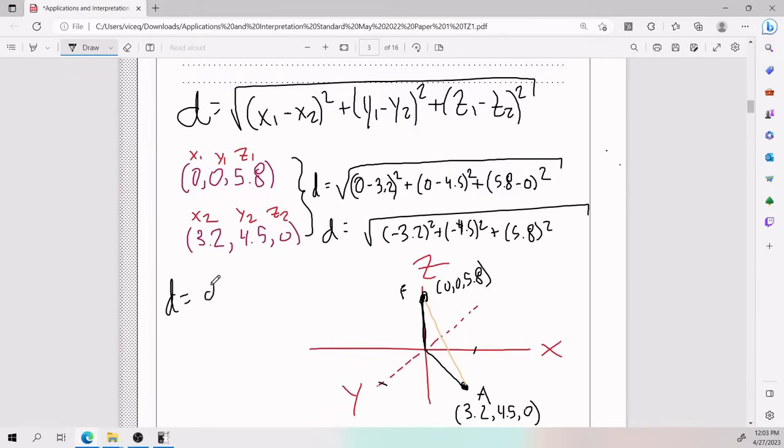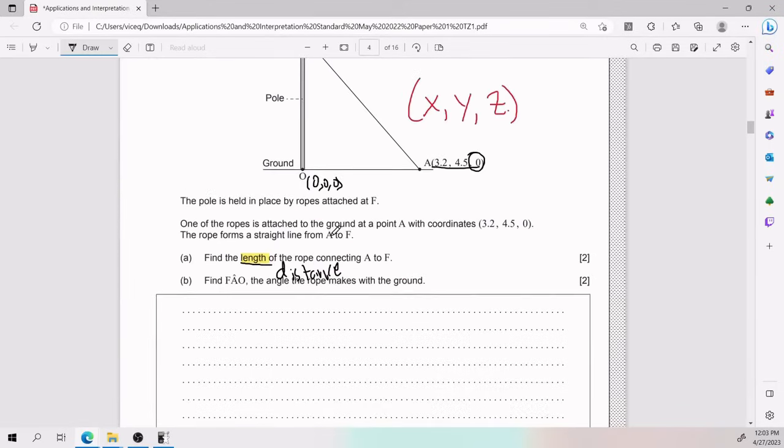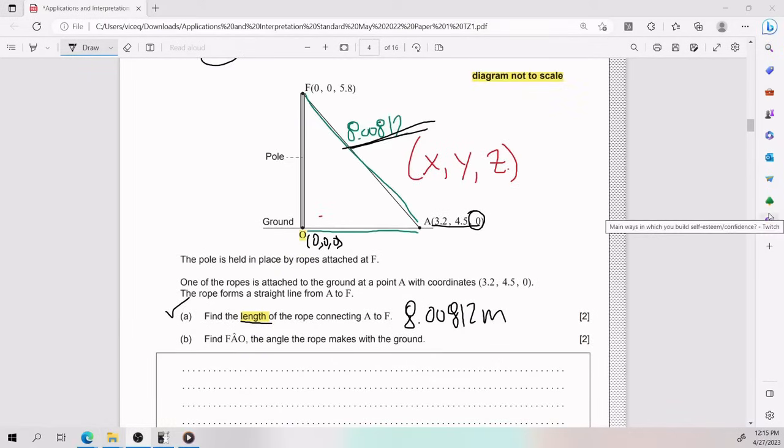See? Alright, so put all of this into your calculator and you're going to end up with a distance of 8.00812. Alright, this is my answer, but there's one thing wrong with it. Units. My units are meters. See? Alright, so that is for part A. So the length of the rope connecting A to F is 8.00812 meters.